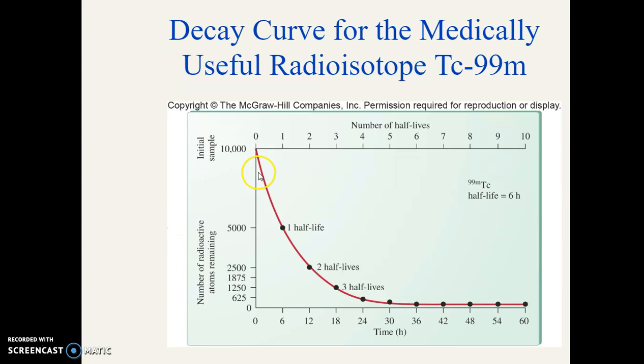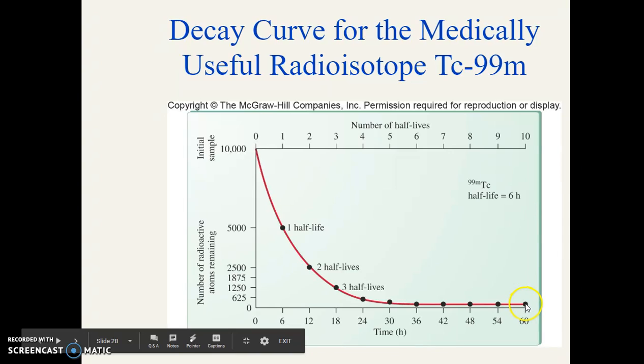So basically you can graph the half-life and you can see that you never end up at 0. You just keep cutting it in half, cutting it in half, and cutting it in half. You never actually will end up at 0. But a half-life is how long it takes for half of a sample to break down.